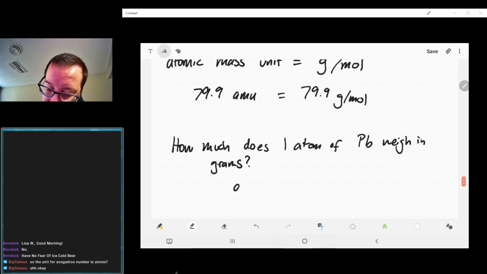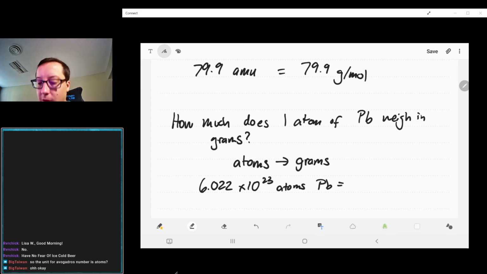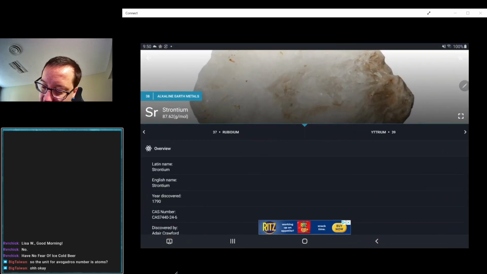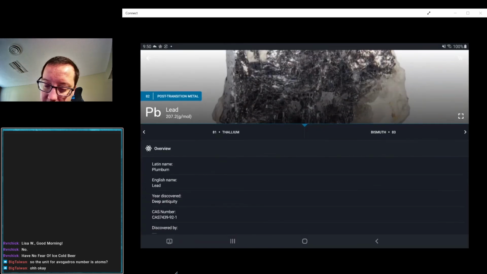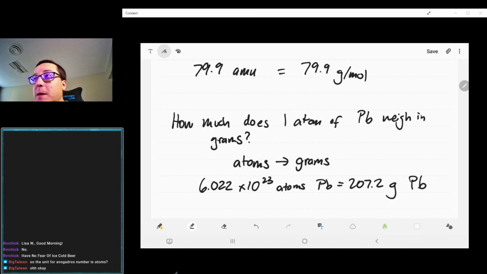Notice we are just doing a unit conversion. We are going from atoms to grams. That is all we're doing here. And remember, we do have a conversion factor for this. We know that 6.022 times 10 to the 23rd atoms of lead will equal, let's go ahead and find out. Bust out your periodic table. Find lead, there it is. It has an atomic mass of 207.2. We know that that many atoms of lead will equal 207.2 grams.